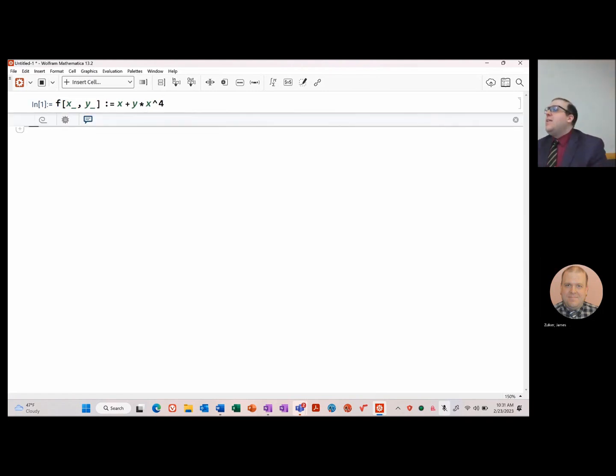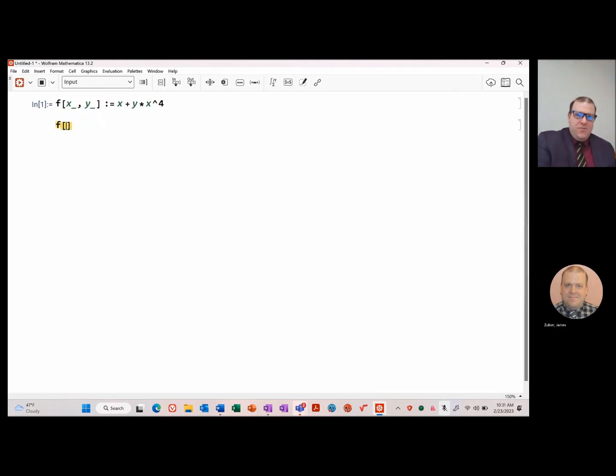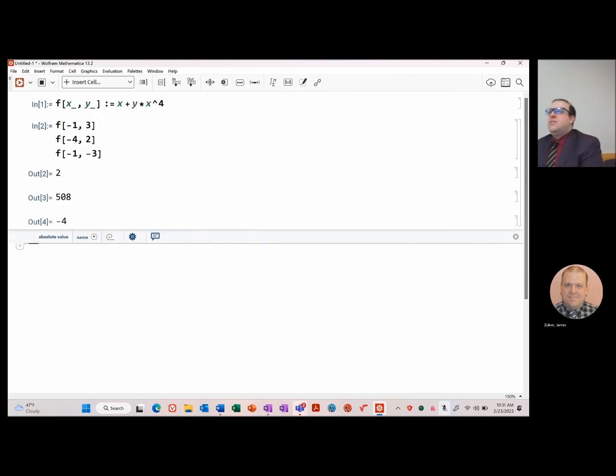Shift enter, it's now stored, and now we can just go ahead and evaluate. (-1, 3). (-4, 2). (-1, -3). So 2, 508, and -4. So that's how you would define multivariate functions in your calculator or Mathematica.